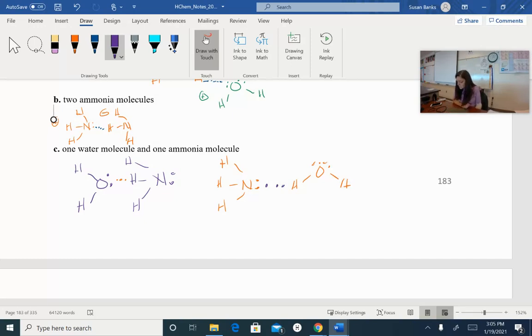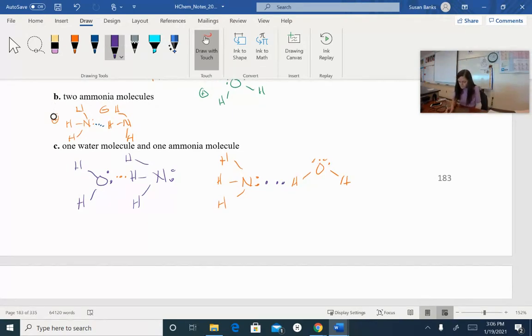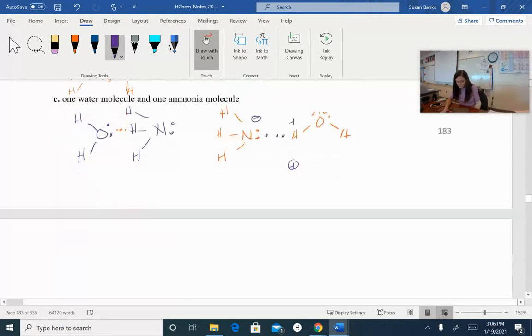Okay, both of those would work. All right, so that's how hydrogen bonding works. We have opposites attracting. The negative end is always going to attract the positive end.